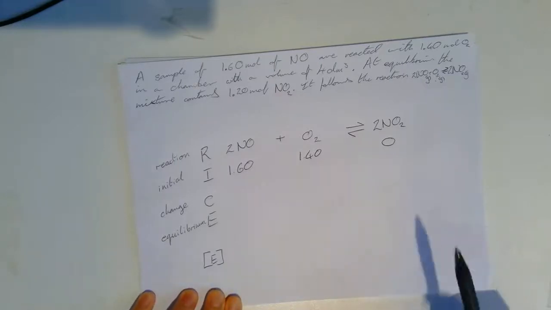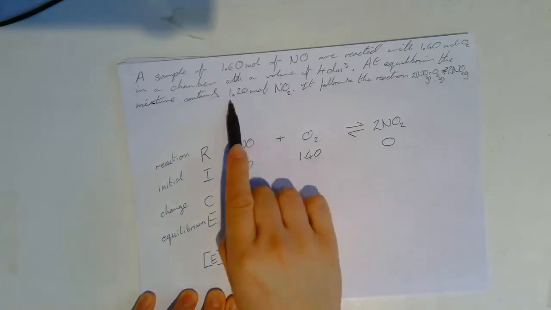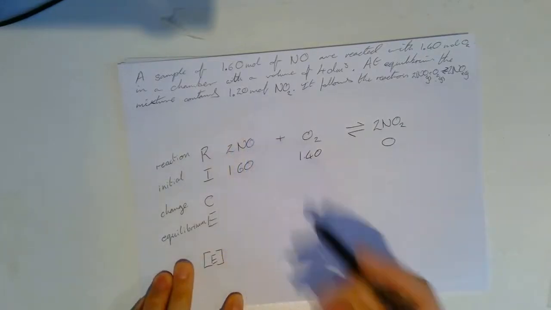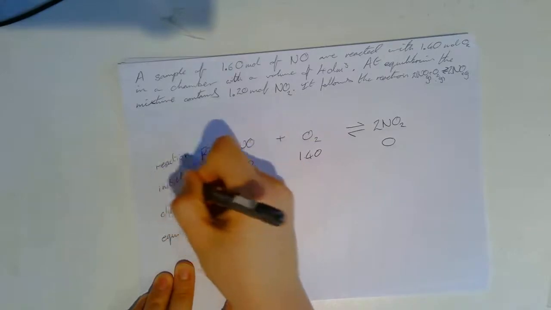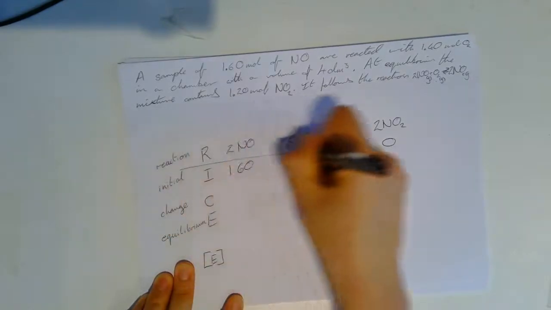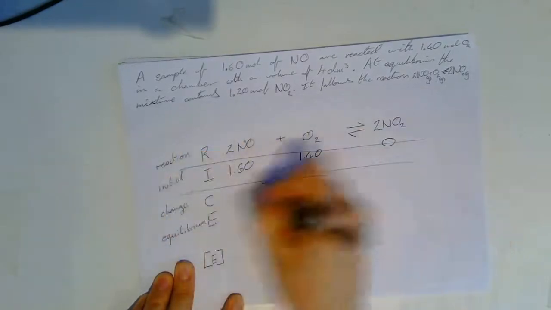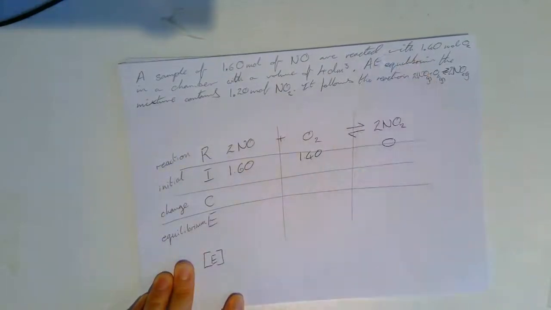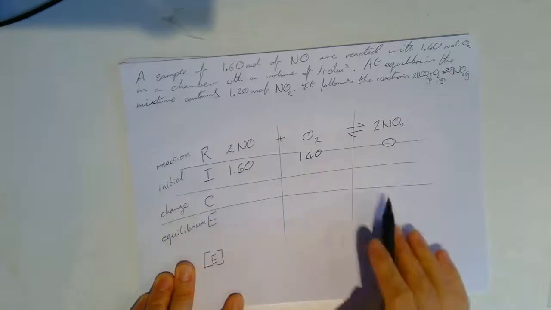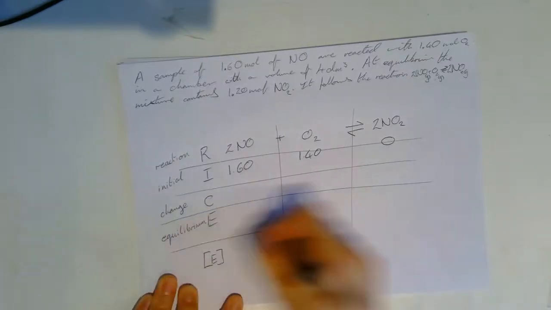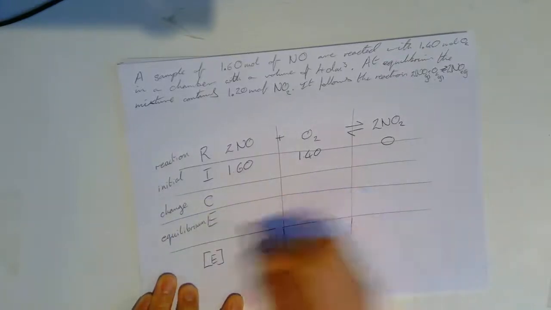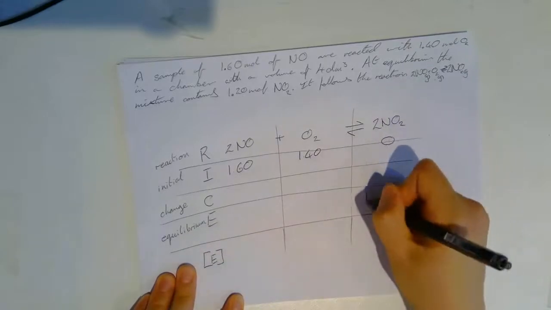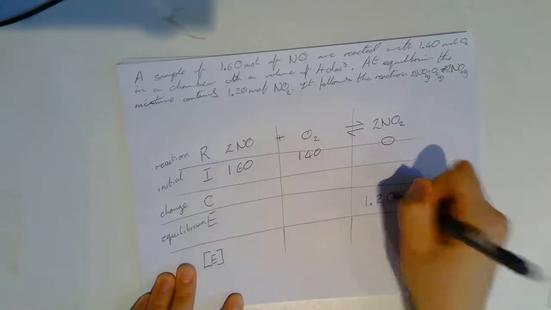Okay, so here they have told us that at equilibrium, so if we add a couple of lines onto our table, just to make our life a little bit easier, ignoring the fact that I went through one of my chemicals there, we have been told this box here. We have been told what the equilibrium number of moles of this is, and this is 1.20.